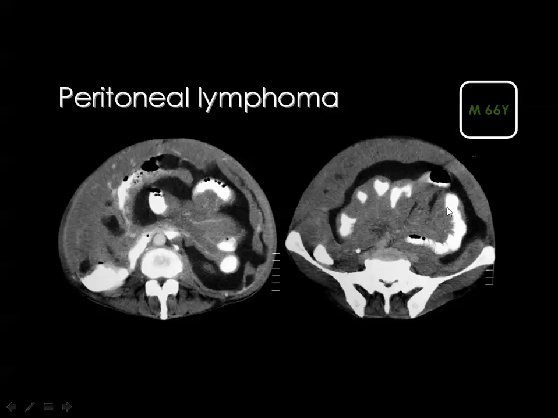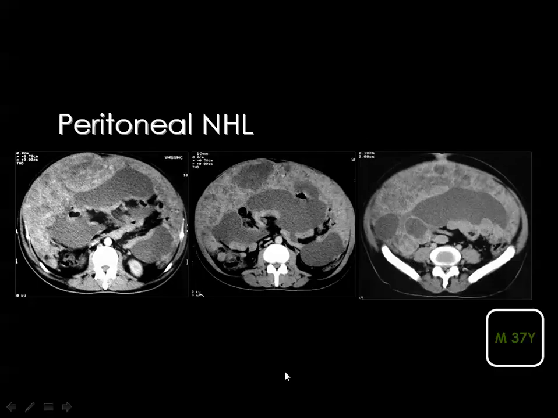bulky amalgamated soft tissue masses infiltrating the peritoneal reflections as well as the mesenteric fat, encasing the intestinal vessels. This appearance is suggestive of lymphoma or any other diffuse malignancy that can affect the peritoneum. And this is a pathologically proved case of non-Hodgkin lymphoma of the peritoneum. You see the huge masses infiltrating the peritoneum and encasing the bowel loops with multiple encysted fluid collections in between.